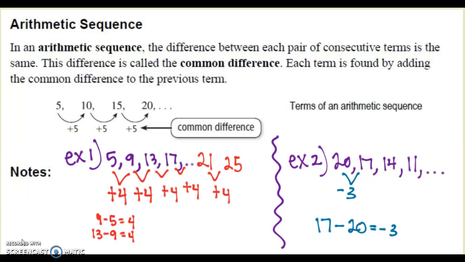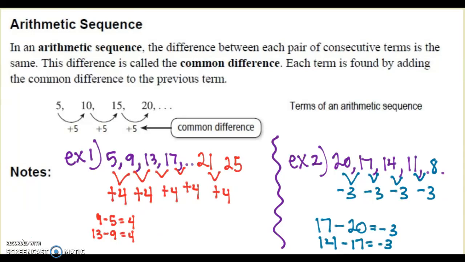If I'm unsure for the next value, then I can take the 14 minus the 17, and that's going to give me my -3. So my common difference here is -3. Just like the previous example, if I want to find the fifth term after 11, I simply subtract 3, and that's going to give me 8.